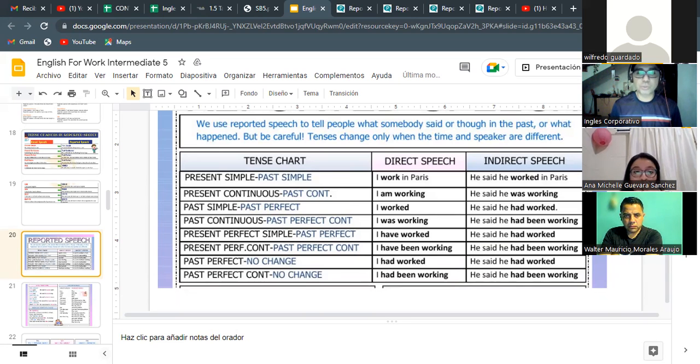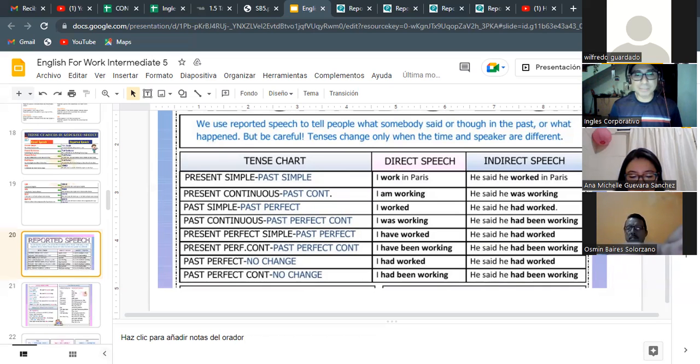Present continuous goes to past continuous. I am working. He said he was working. Past simple goes to past perfect. I worked. He said he had worked. Past continuous goes to past perfect continuous. I was working. Look at this. This is a new one. I was working. He said he had been working. That is the past perfect continuous. Nice. That is a new one.